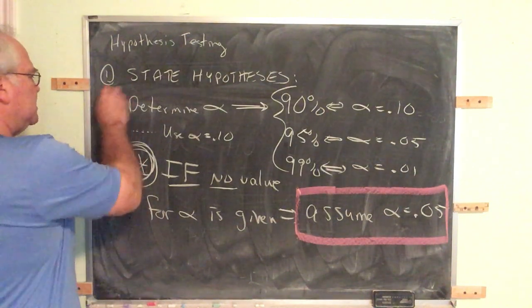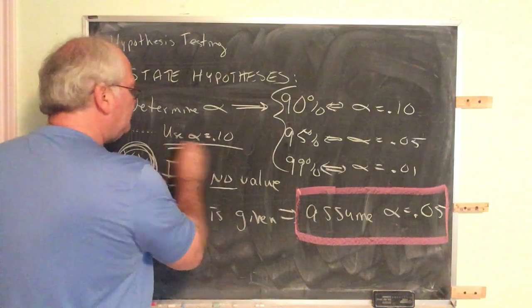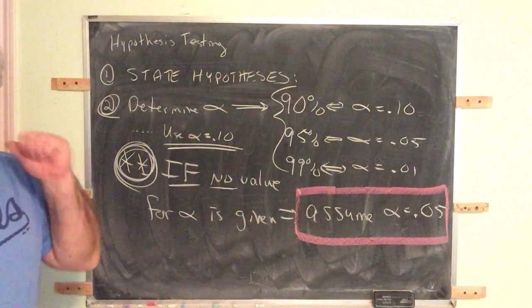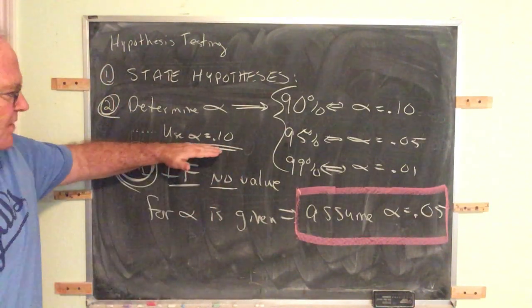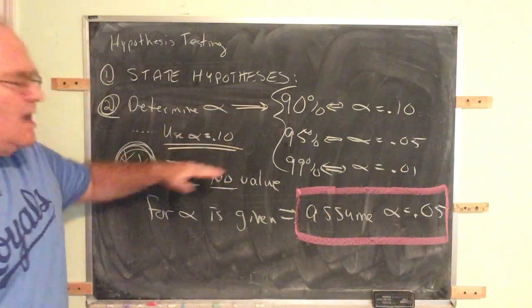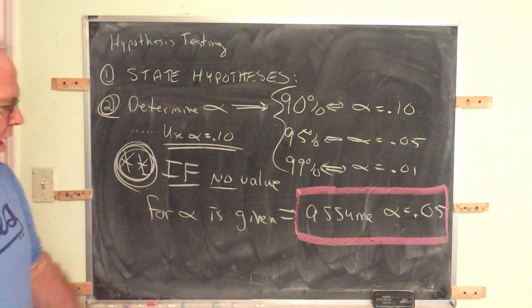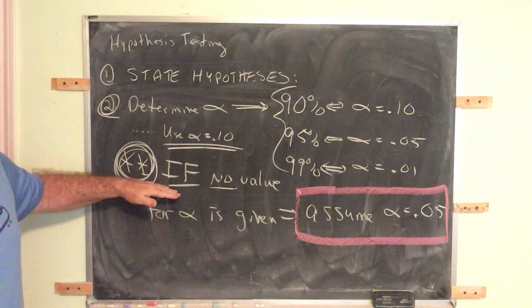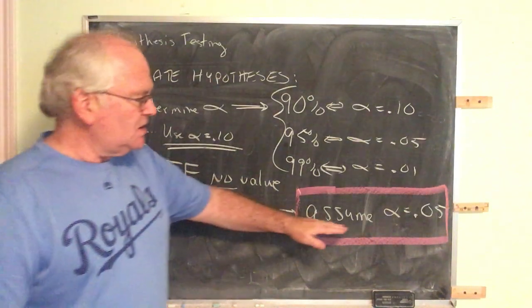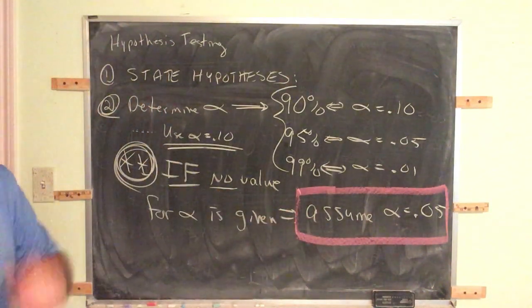So for our purposes, to determine alpha, it's one of two things. Either it's going to be given, it might be given this way or that way, but it's going to be given, or it's not going to be given. If it's not given, then we assume alpha is 0.05 and go merrily along our little way.